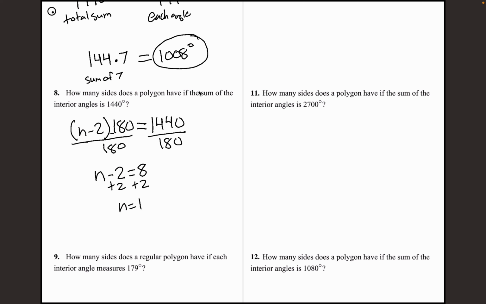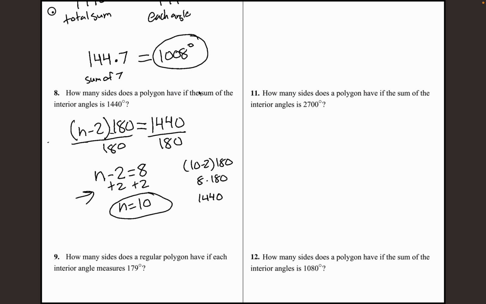So n equals 10. Now, when people do this, a lot of people forget to add 2. So a lot of people end up saying their answer is 8. Okay, so make sure you don't forget the adding 2. Now, you can always double check and make sure you're right by plugging it into the equation, and making sure you get 1,440. Okay, so you can double check your work on all of these.